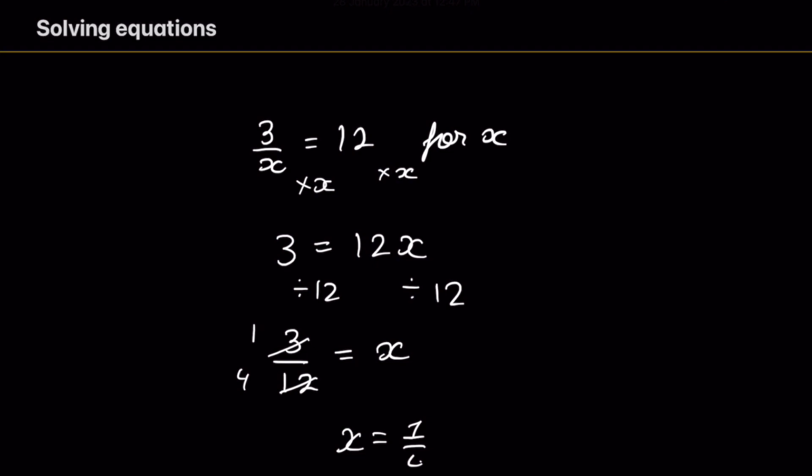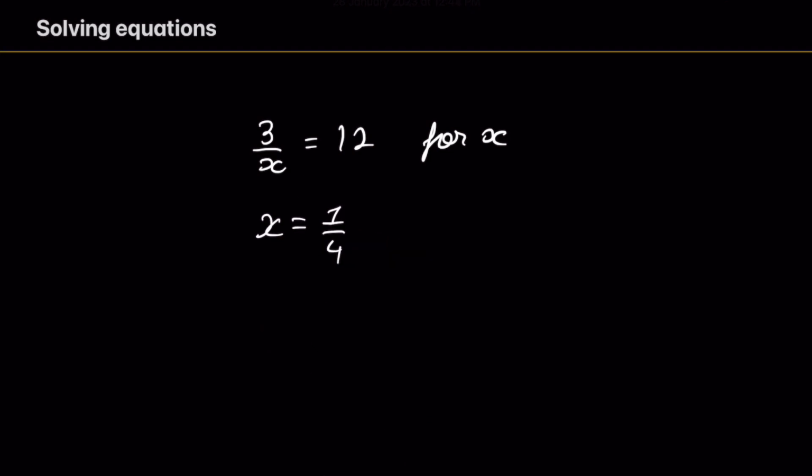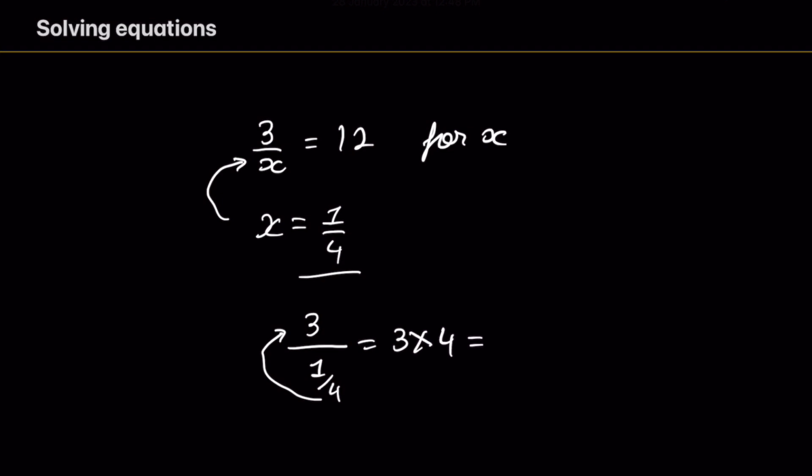Always check your answer at the end. How to check your answer is just by substituting the value of x you got into the original equation. So 3 divided by 1 divided by 4 is equal to, 4 will go on the top side, so it will become 3 into 4, which is equal to 12. So you got the same answer in both.